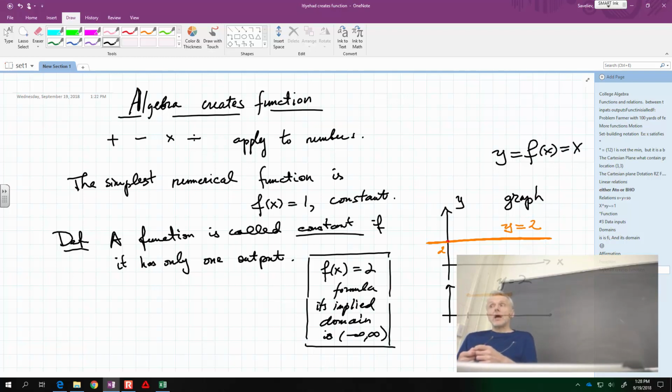So it falls under the definition: a function is called constant if it has only one output. Both of the graphs over there have only one output. So both of them are constant, and just the domain might vary. Okay, so that's much we can say about a constant function.